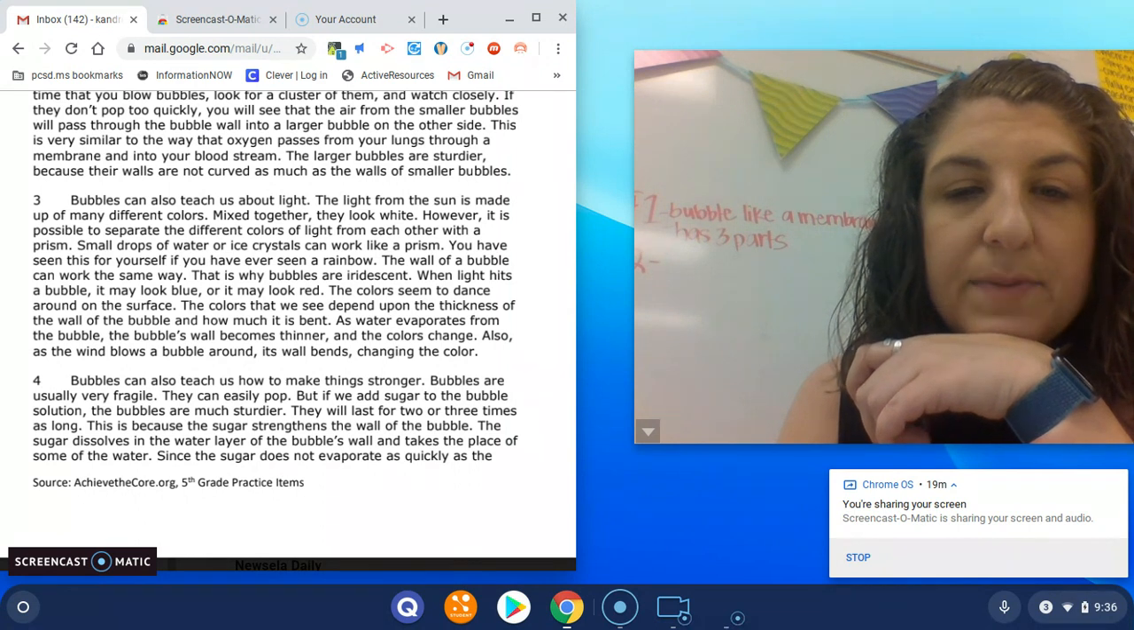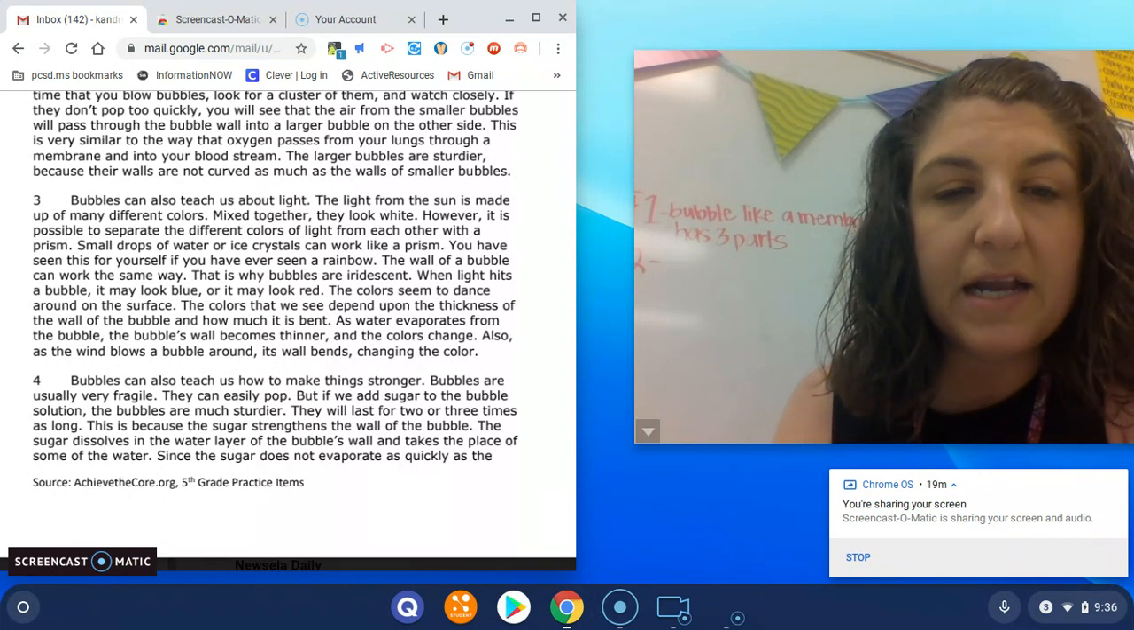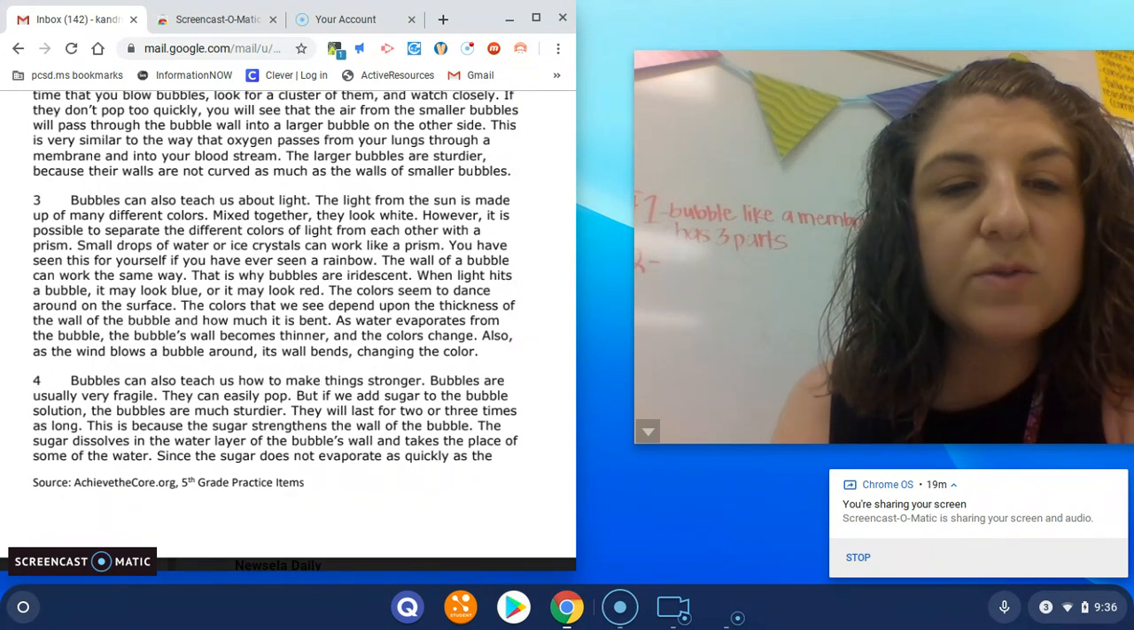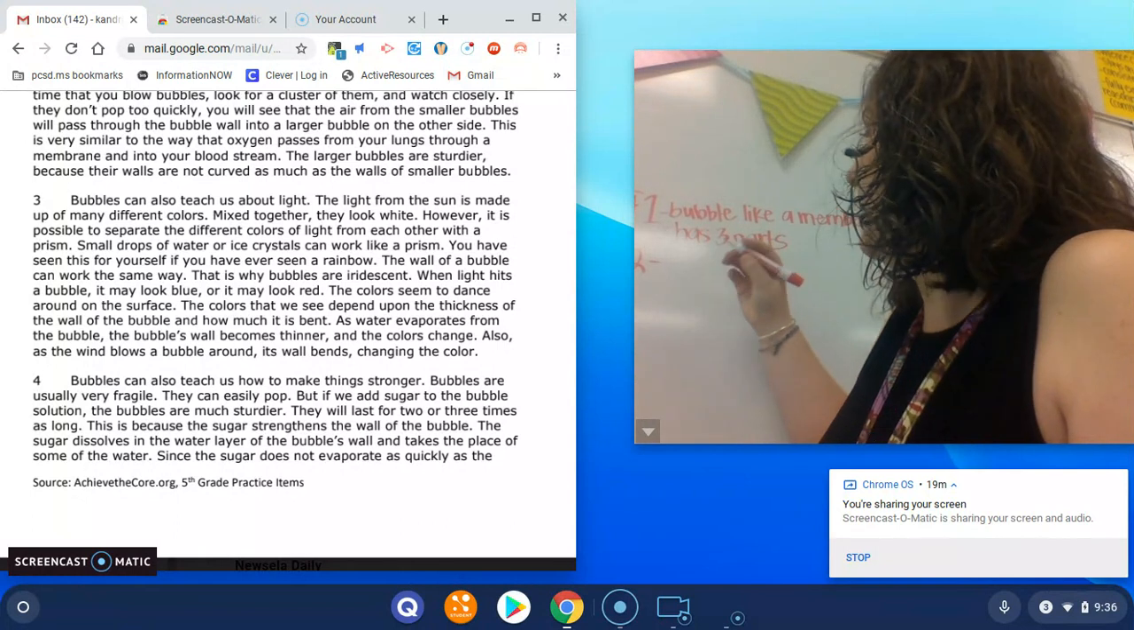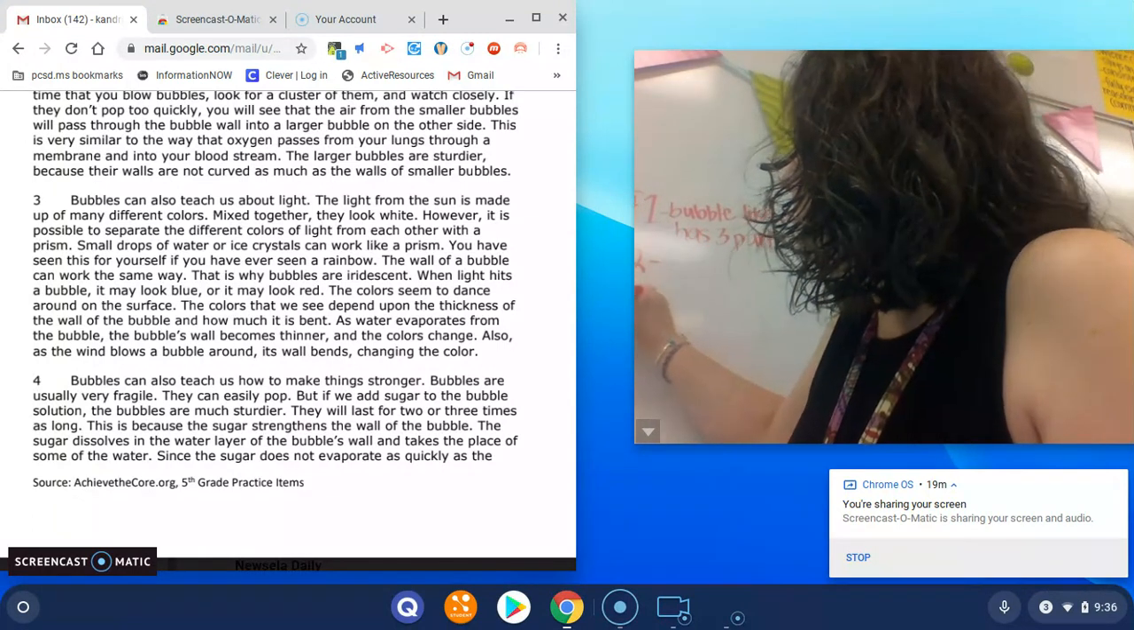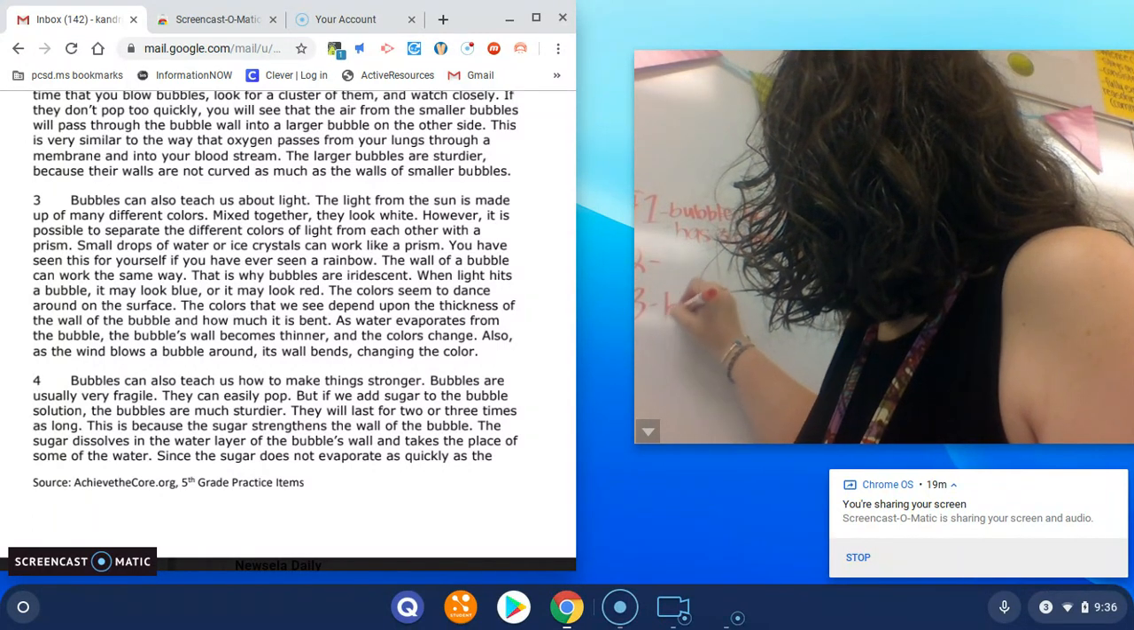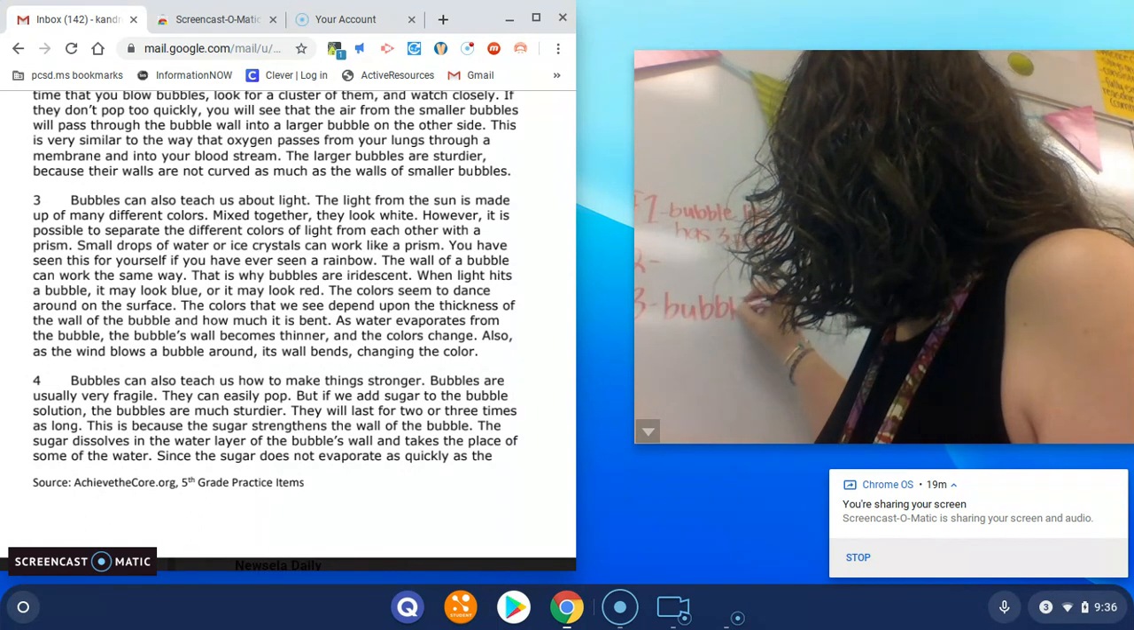The colors that we see depend upon the thickness of the wall of the bubble and how much it is bent. As water evaporates from the bubble, the bubble walls become thinner and the colors change. Also, as the wind blows a bubble around, its wall bends, changing the color. So paragraph 3, bubbles are like prisms.